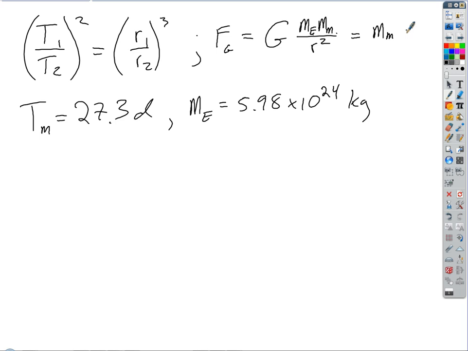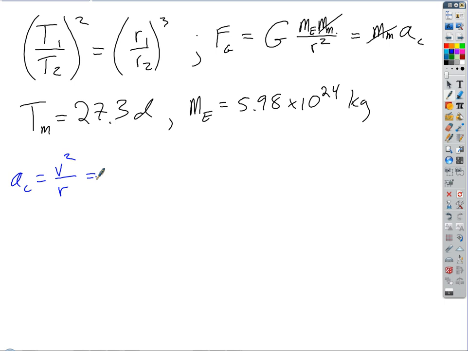So we don't need the mass of the moon. We can find the acceleration acting on the moon just by knowing the mass of the Earth, right? Make sense? We know that this is the centripetal acceleration, and centripetal acceleration we can relate to either period or speed. So let's bring up some stuff from last chapter. Centripetal acceleration is v squared over r.